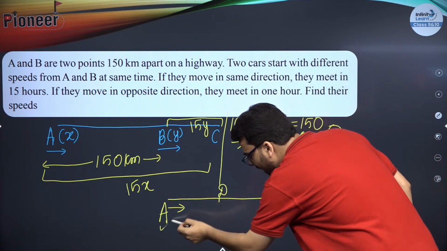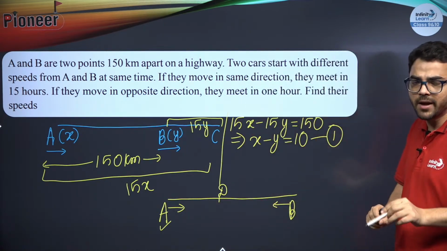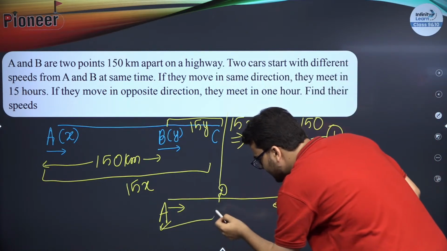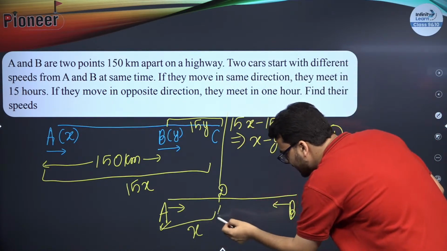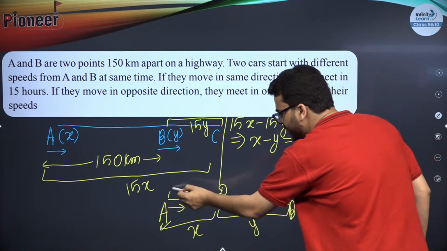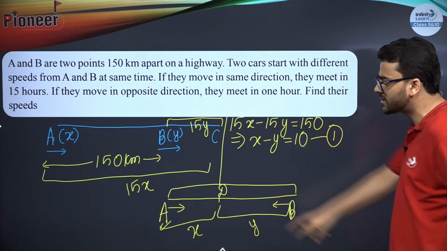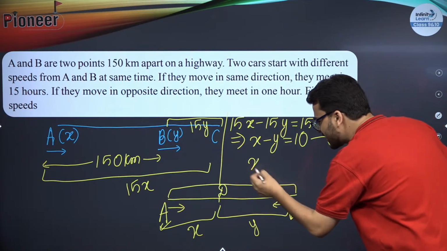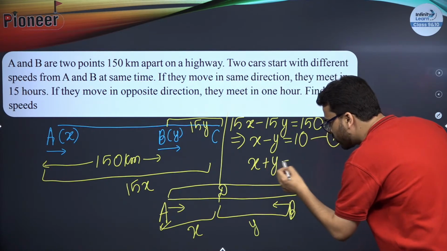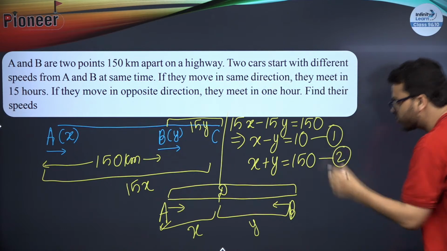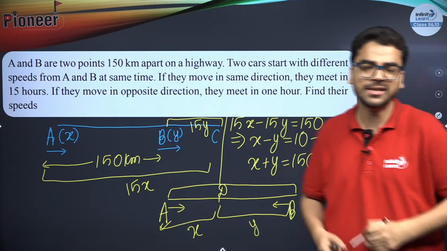The speed of the car starting from A is x kilometer per hour. So distance is equal to x into 1. So therefore this distance will be x kilometer. In the same manner, this distance will be y kilometer. And the total distance between A and B is already given to us, that is 150 kilometer. So can I not say that the second equation is x plus y equal to 150 kilometer? Is this clear to every student in this session? Any doubt in this thing?